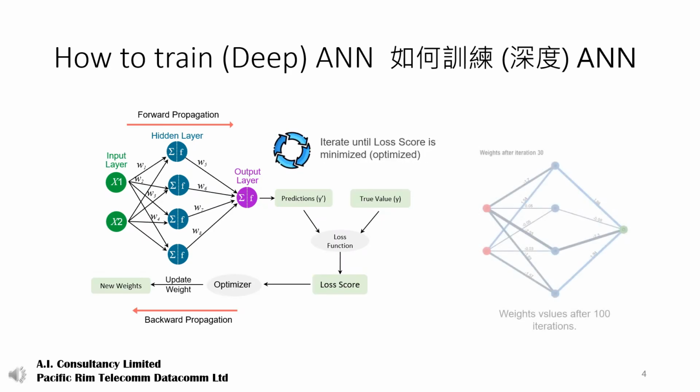Here on the right is an animation of how the weight values evolve after 100 iterations to help you understand the whole change process. You can see that the links, which have a bigger impact on the final results, are becoming thicker and thicker.